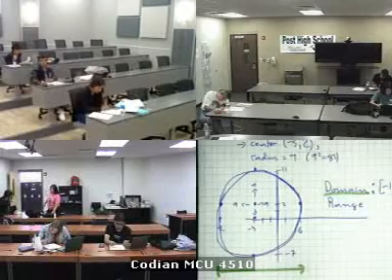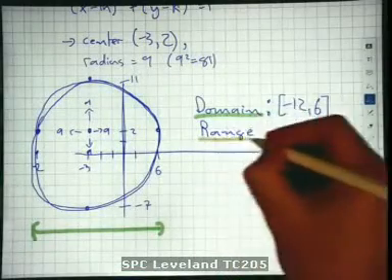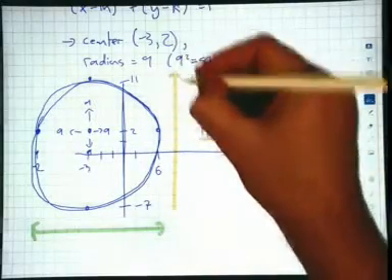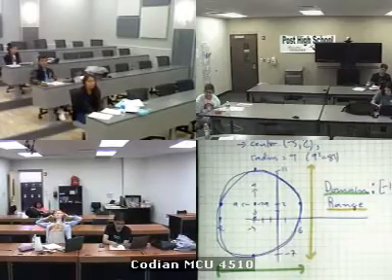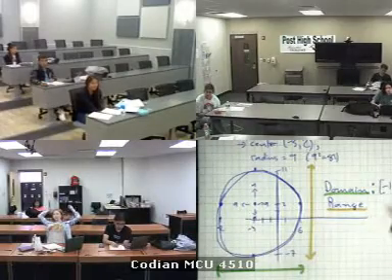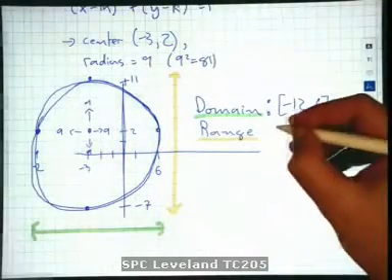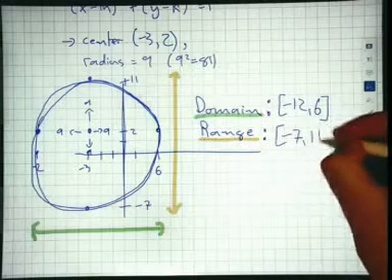Yes, thank you. So, you tell me, what is our range? Negative 7, negative 11. Negative 7, yeah, that's positive 11, yeah. Negative 7 to positive 11.